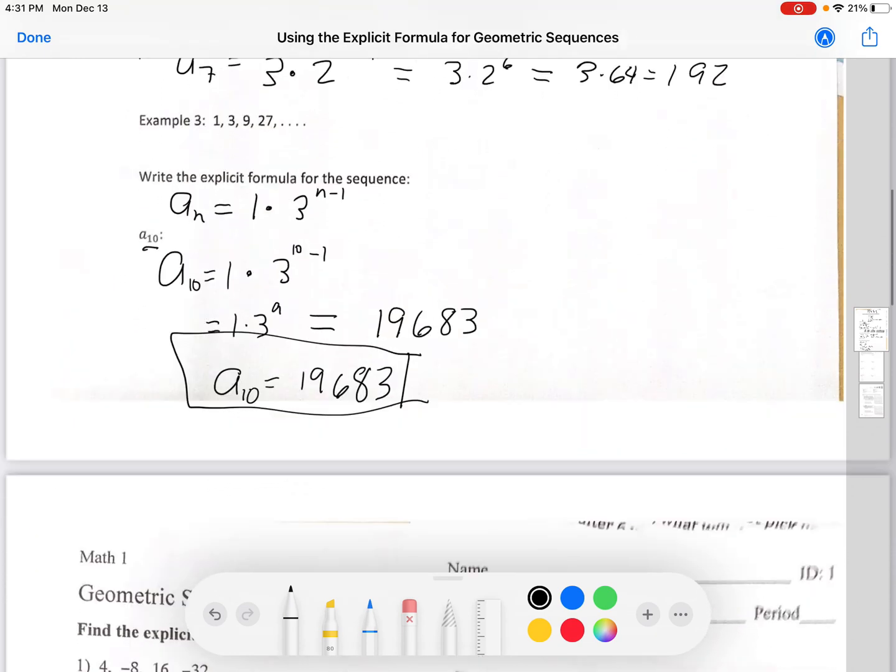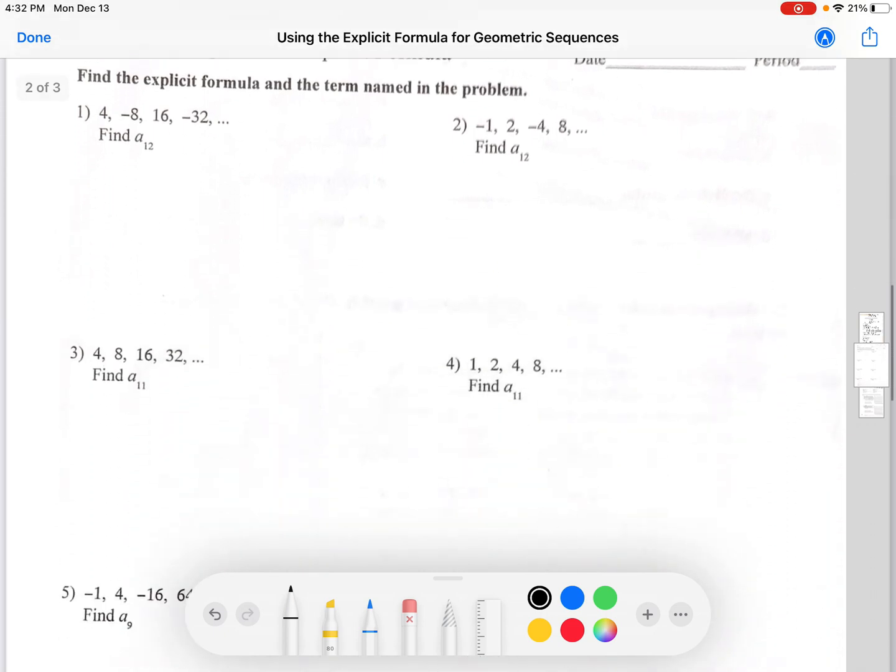Let's go ahead and try just a few problems on here. So you'll notice they are very similar. Number 1, we have 4, -8. Well, what do you have to multiply from 4 to get to -8? That'll be -2. From -8 to positive 16, once again, -2. 16 to -32, that'll be -2. So our common ratio in this case is going to be -2. Once again, make sure you put this in parentheses. Our first term, a1, is going to be 4.